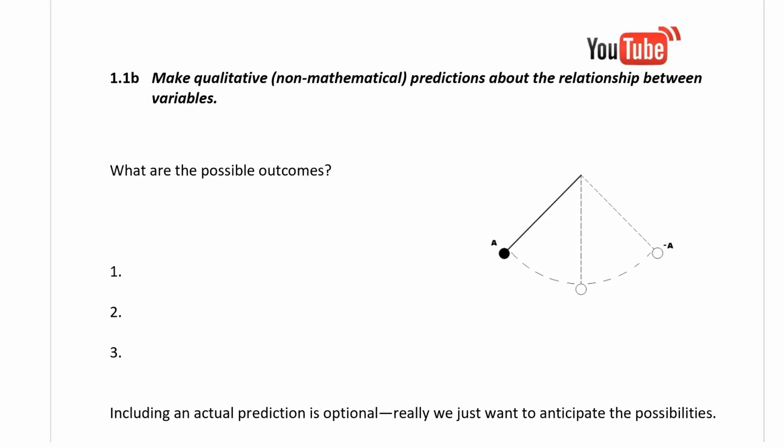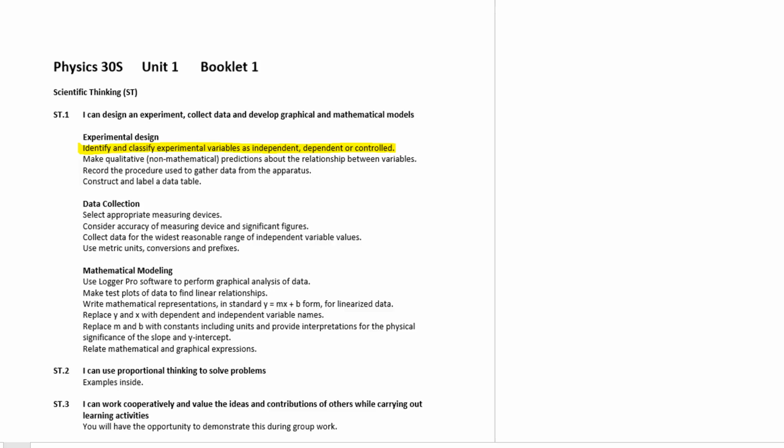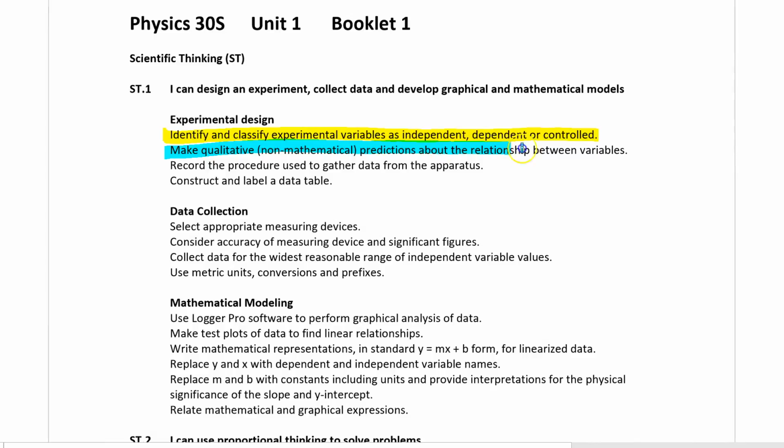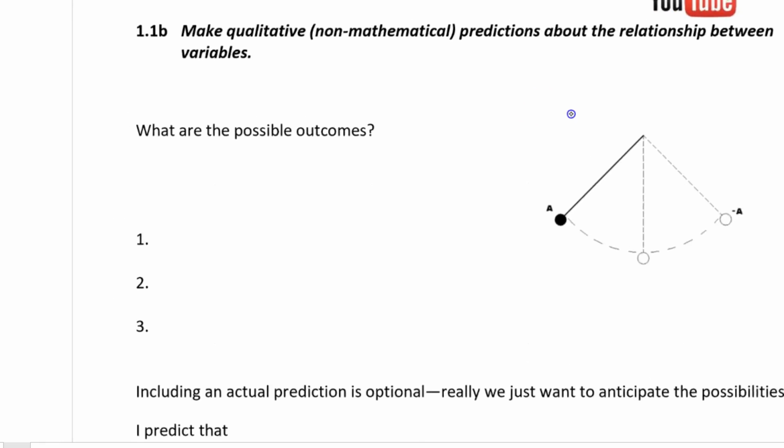And welcome to 1.1b, make qualitative non-mathematical predictions about the relationship between variables. Once again, I'll just remind you of the place that we're at here. I'm going to pick a new color. We're at that outcome right there. So back to the right spot.